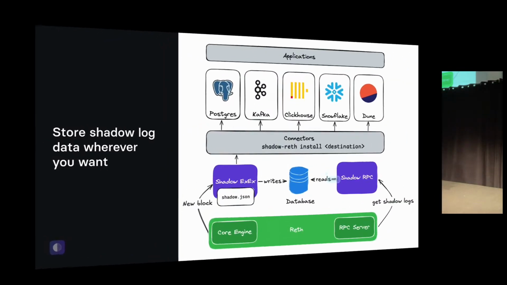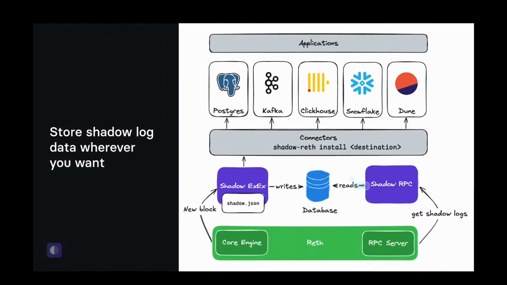First, something that we're really excited about is being able to send this data to any data destination of your choice. Being able to generate these shadow logs within your node is great, but there's a lot that you might want to do with this data. So the goal would be to allow you to send this data anywhere you want by simply installing a data connector on your Reth node for your data destination.